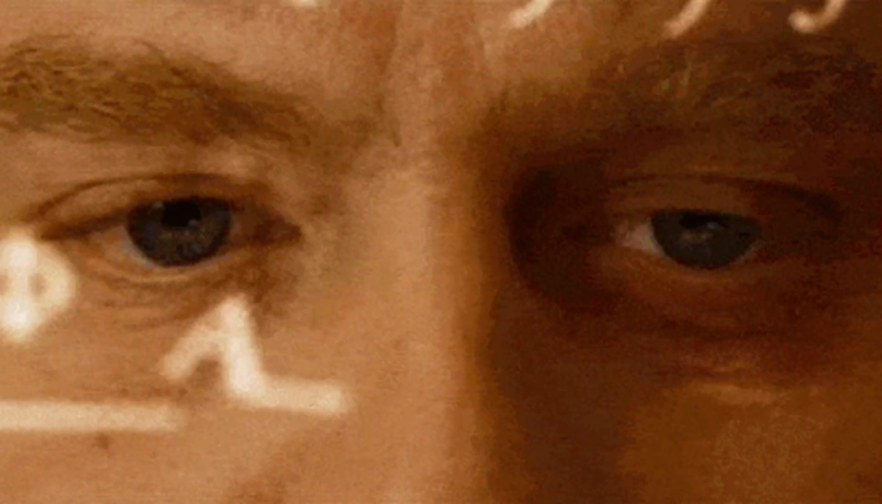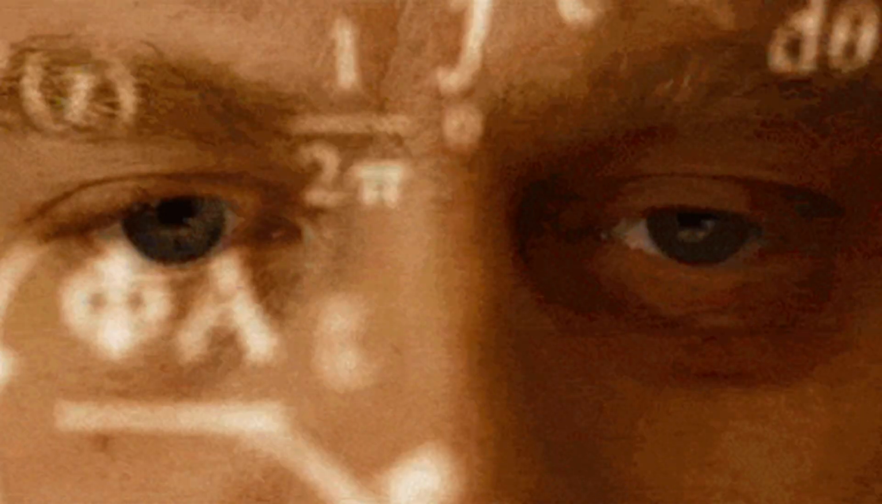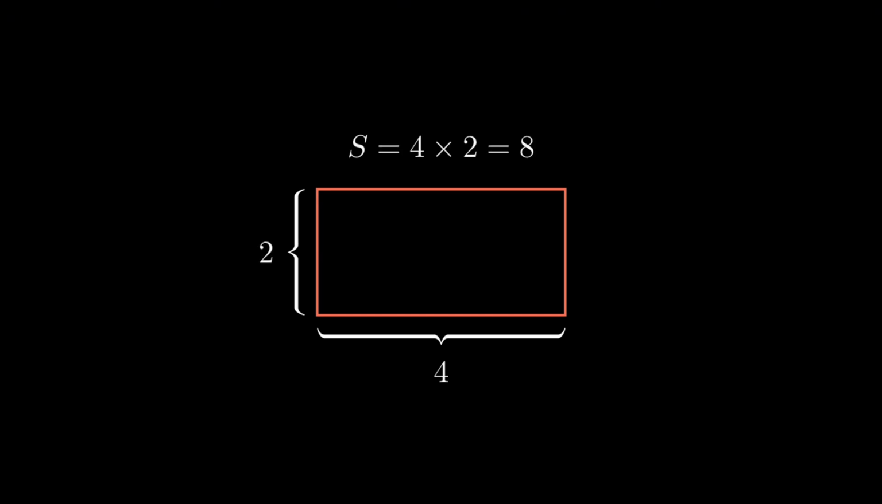We are familiar with calculating the area of basic geometric shapes using simple formulas. For a rectangle, the area is found by multiplying the length by the width. Its length is 4 units, and its width is 2 units. The area is 4 times 2, which equals 8 square units.